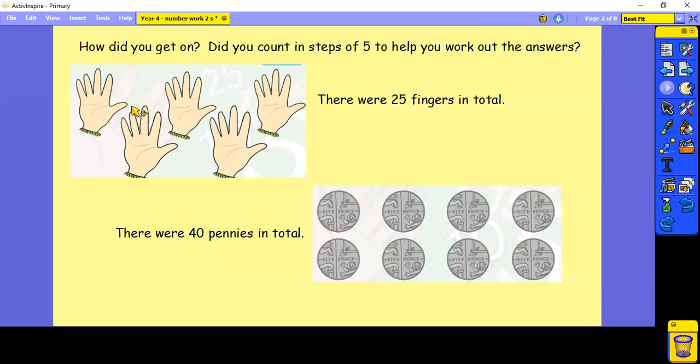So let's have a look. If we count in steps of 5, we can go 5, 10, 15, 20, 25. So there were 25 fingers in total, and these are 5p coins. So let's have a count. 5, 10, 15, 20, 25, 30, 35, 40. So there were 40 pennies in total. And this is where counting in 5s can really help us.